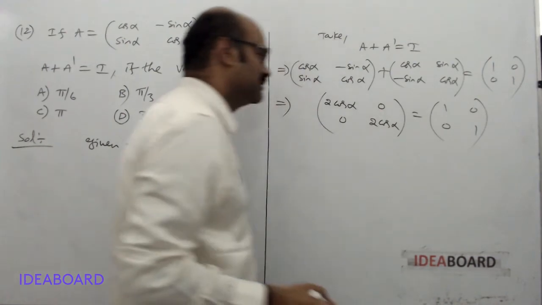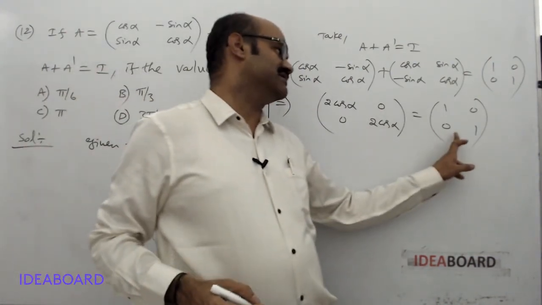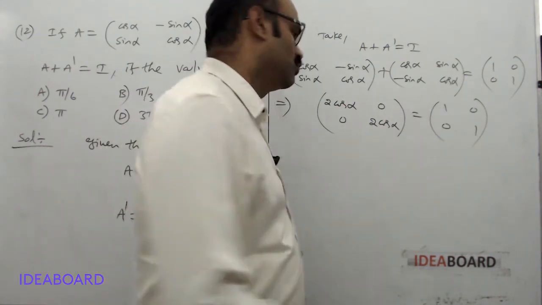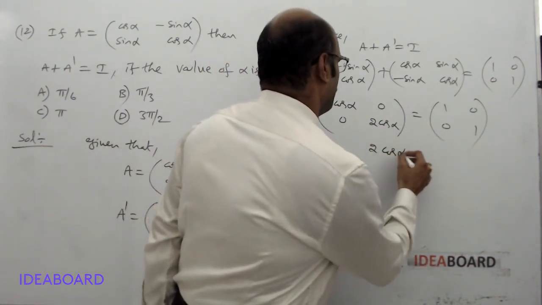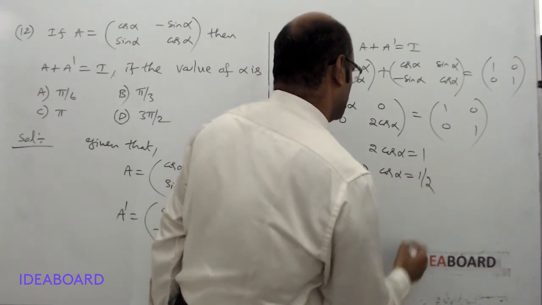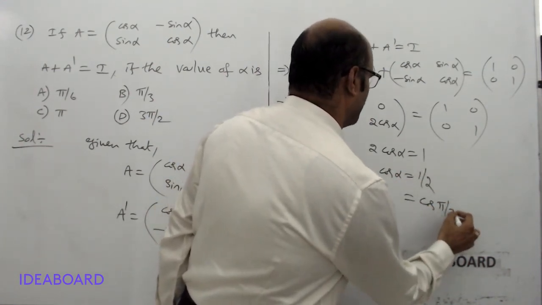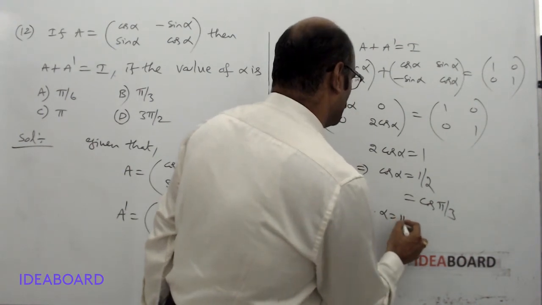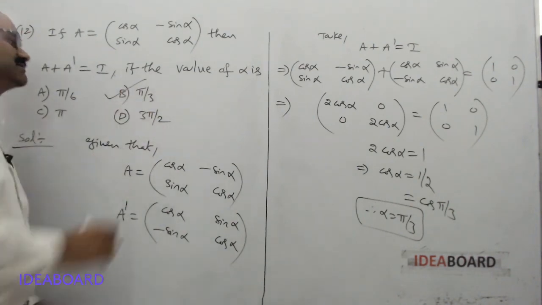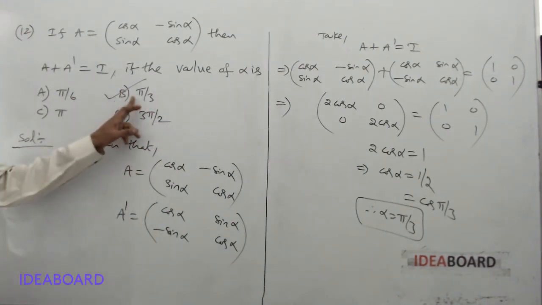Equal to 1, 0, 0, 1. Since these two matrices are equal, we have to equate the corresponding elements. 2 cos alpha equal to 1. It implies cos alpha equal to 1 by 2. It implies it's equal to cos pi by 3. Therefore, alpha equal to pi by 3. Here alpha equal to pi by 3 is the correct answer. Option B is the correct answer.